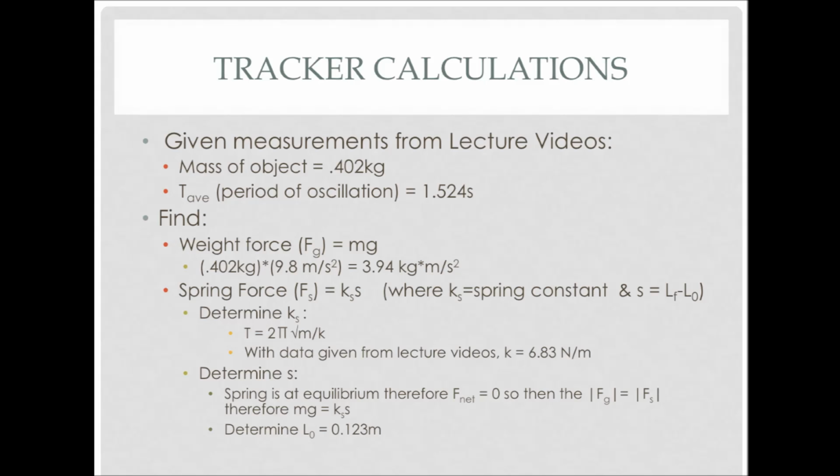Then, to determine the initial length of the spring, I set the spring force equal to the gravitational force. This is possible because the total force of the system is 0, because the system is at equilibrium. And since the total force is the sum of the gravitational force and the spring force, their magnitudes must be equal, and mg equals k times s, where s is the final length of 0.7 minus the original length, which is unknown. The original length obtained is 0.123 meters.